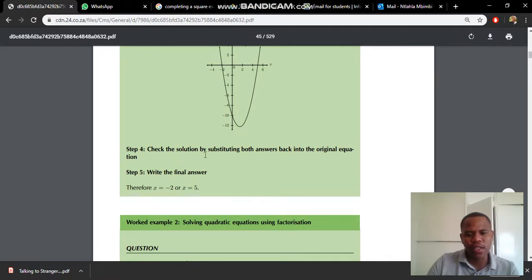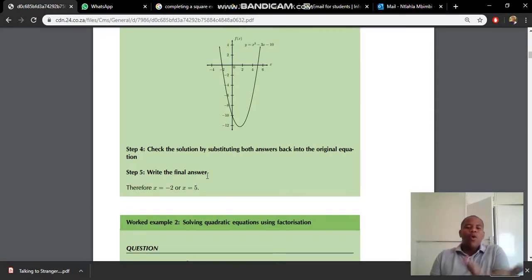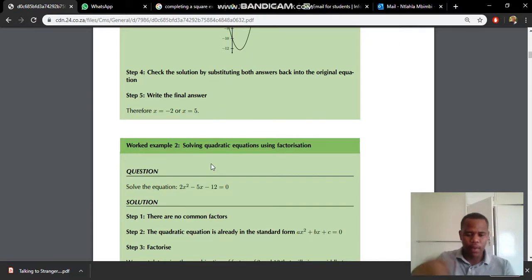So you can check this. You can check the solution by substituting both answers back into the original equation, and you can therefore write the final answer. Maybe you don't know why it's important to check at this point, but in the examples to come, you're going to see why it's important.